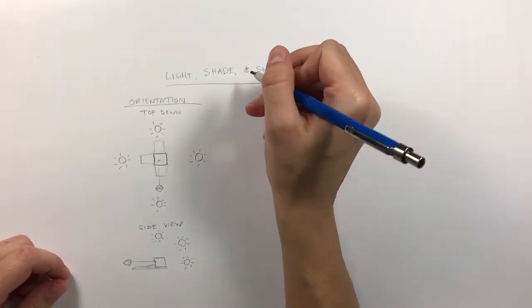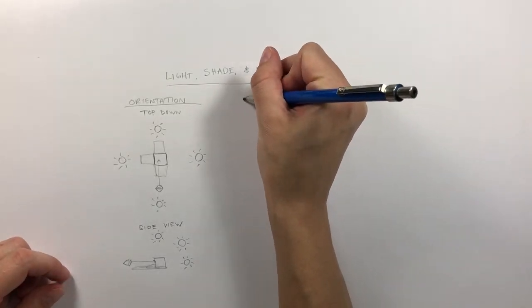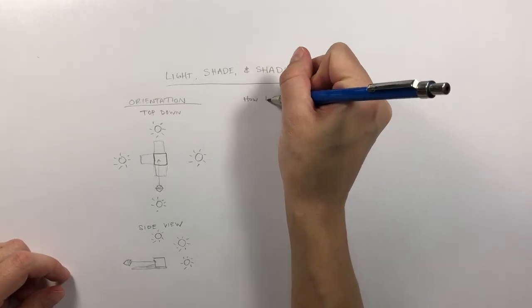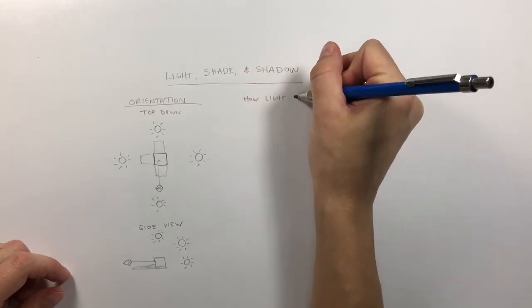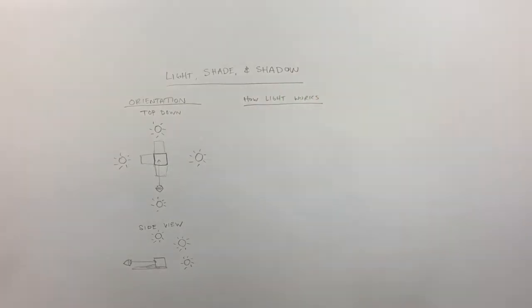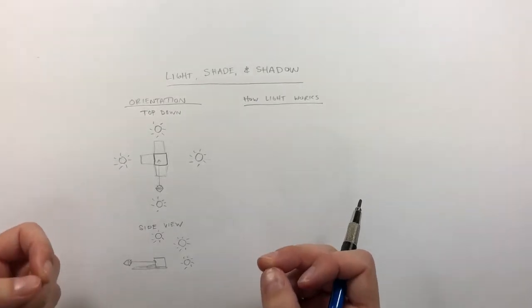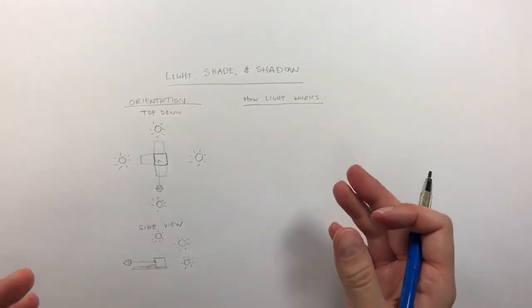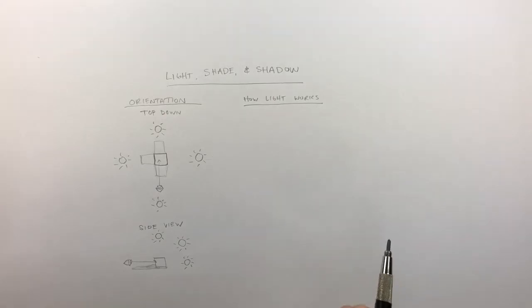Okay, the next thing I want to talk about is how light works. So we're going to get a little scientific here. I want to think about what light is, because knowing what it is and how it works will affect what happens.